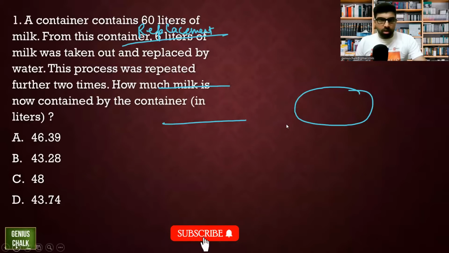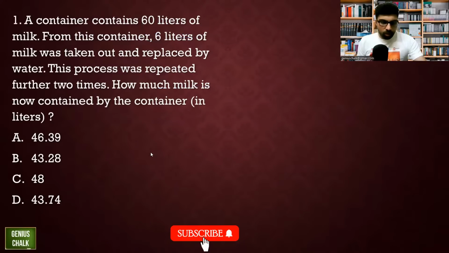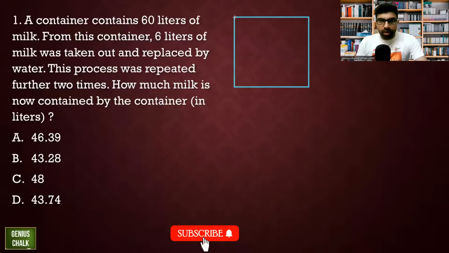So read the first question, then we will discuss the concept as well as the way to solve this question. A container contains 60 liters of milk. Fine, let's make a container. Let's say this is the container. It has, this is milk, and the quantity is 60 liters of milk.